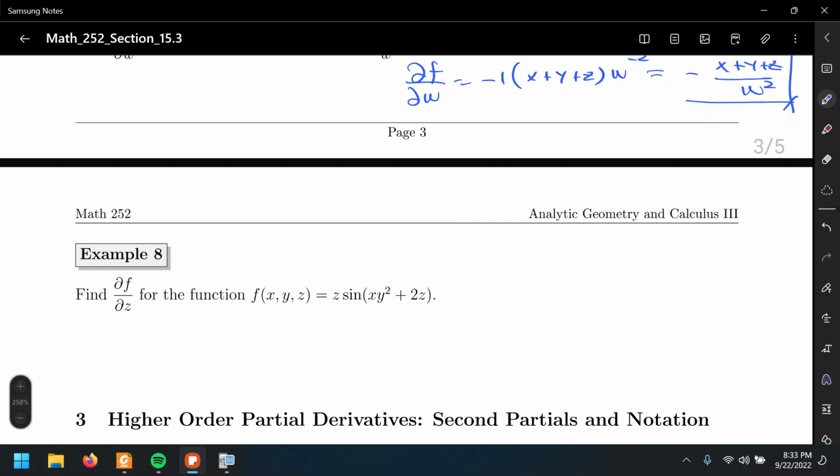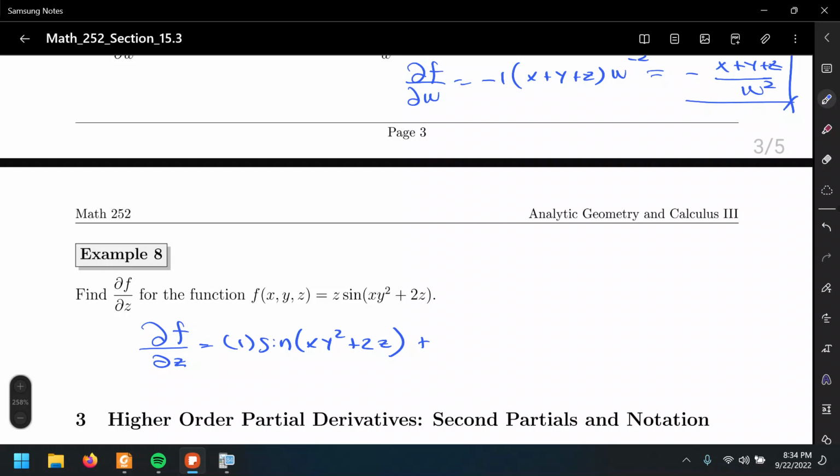If the question were to find the partial derivative with respect to x, would we need the product rule here? No. Okay, let's use the product rule on this one. So partial f with respect to z. The derivative of z, which is 1, times sine of x y squared plus 2z, and then by mini chain rule... Oh wait, no, that's the next step, right?